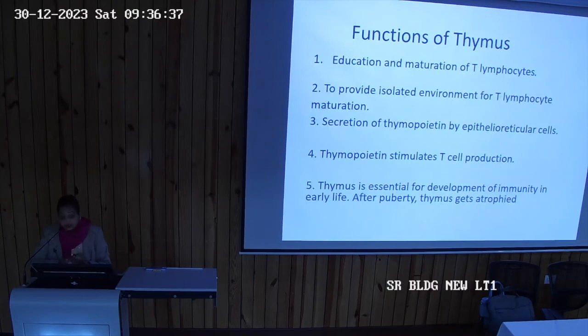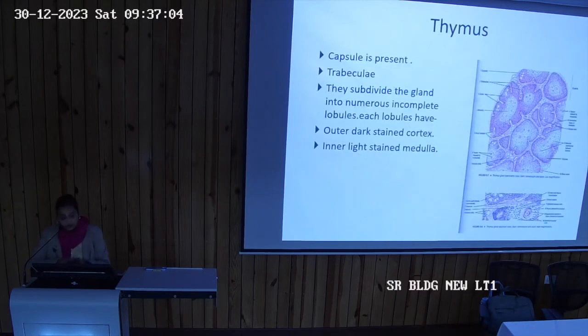It provides an isolated environment for lymphocyte maturation, and secretion of thymopoietin by epithelio-reticular cells. Thymopoietin stimulates T cell production. Thymus is essential for the development of immunity. After puberty, thymus gets atrophied. So basically it is related to the maturation and differentiation of T lymphocytes.